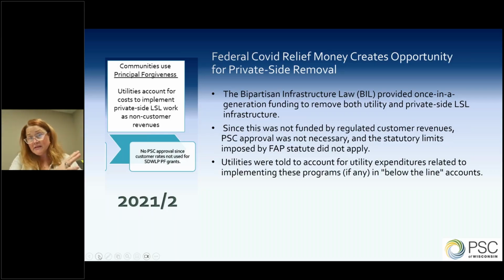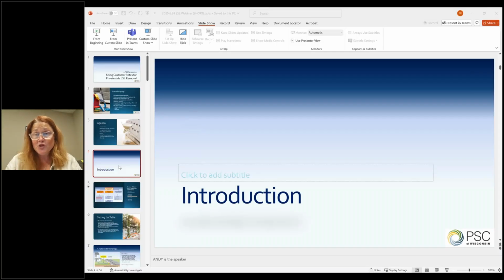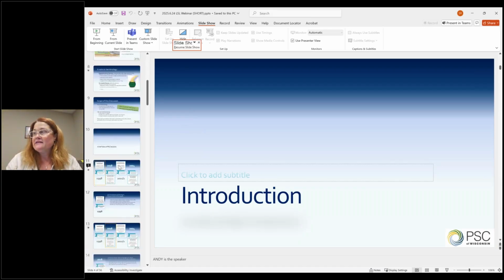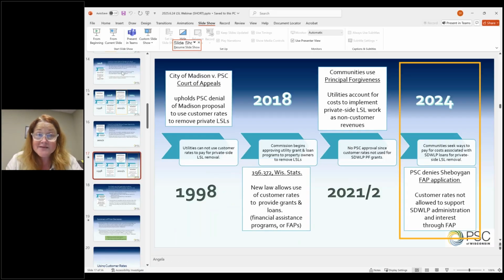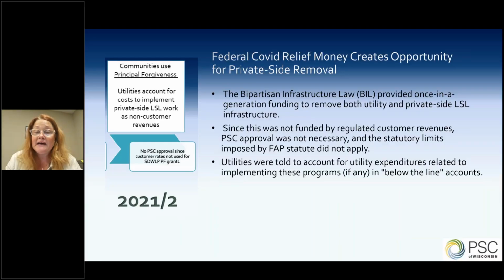And that was on both the utility side and the private side. So when that money started coming through, the commission looked at it, and given the information Andy provided you, we decided that this is not regulated customer revenue. Therefore, activity that you were undertaking as part of implementation of a safe drinking water loan program, private side, was not our concern because, again, regulated customer revenue was not involved.